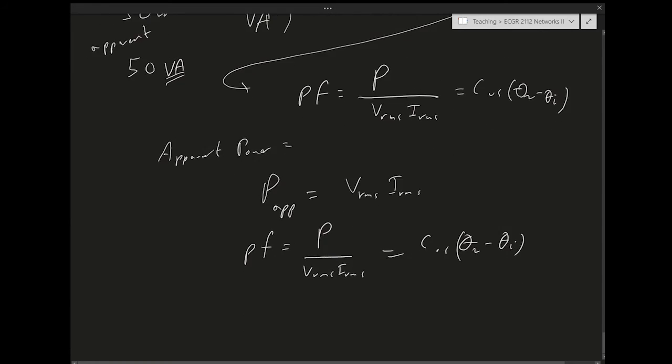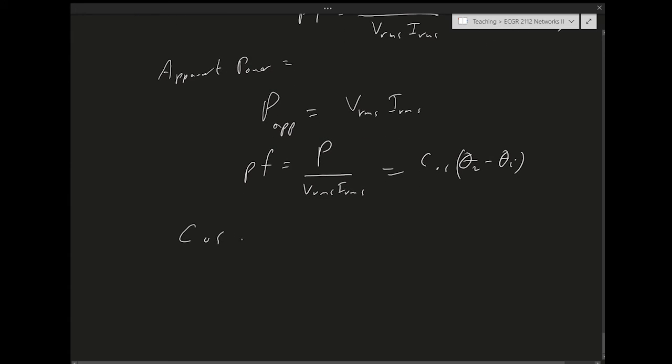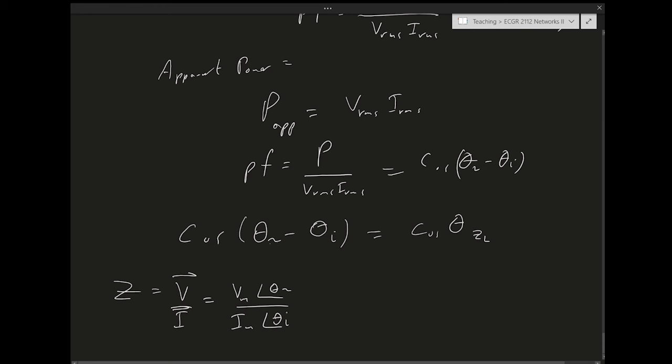Of course, I can rewrite theta V minus theta I. Instead of theta V minus theta I, I can write cosine of theta ZL, right? The difference between the angle of the voltage and the angle of the current is just the angle of the impedance. Why? Because the impedance is V over I. So this is like V magnitude at angle theta V over I magnitude at angle theta I. So the magnitude of the impedance is Vm over Im. The angle of the impedance is theta V minus theta I.